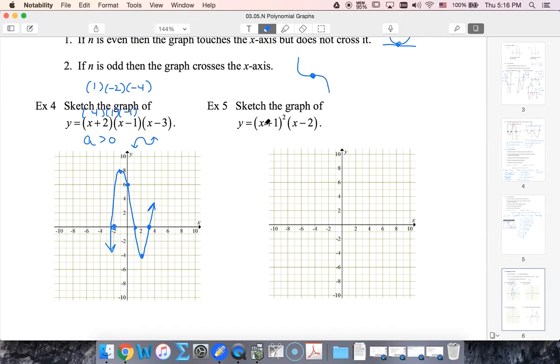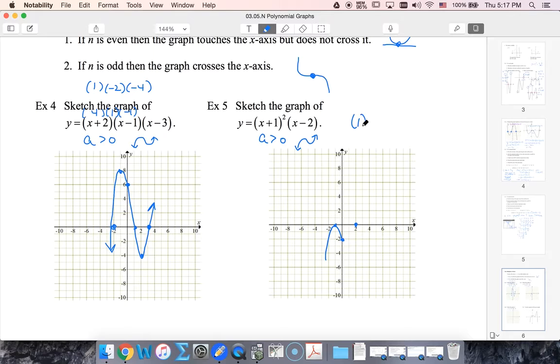All right, here I have x plus 1 squared. So that means at -1 I'm going to bounce, and then at 2 I'll go through 2. My y-intercept is going to be 1 times -2. This has an a value that's positive and it's cubic, so it will look like this. So I'm going to come up, bounce off the axes, come down. I should plug in x equals 1.